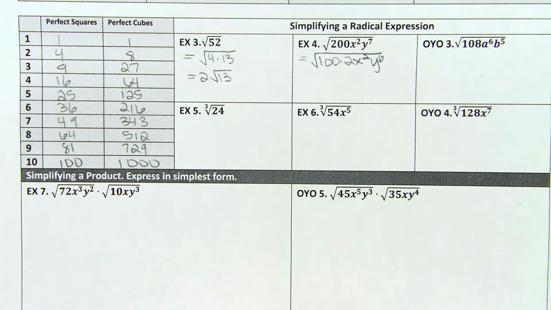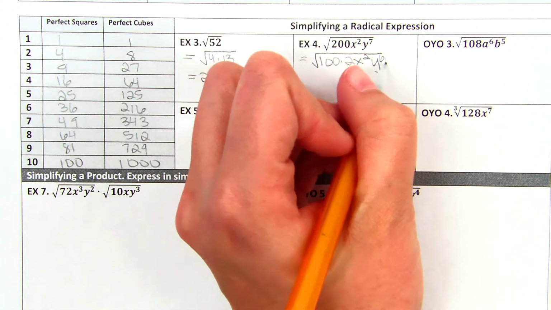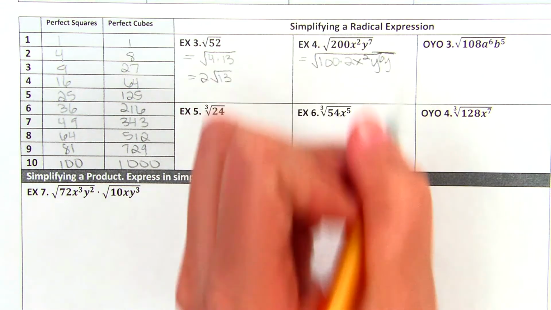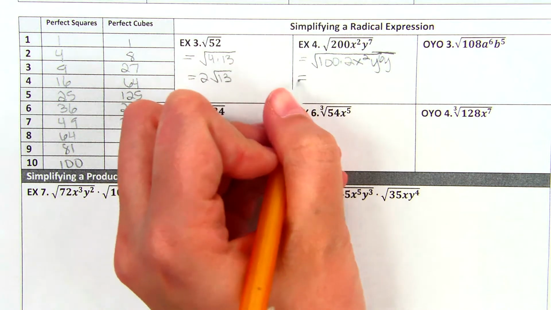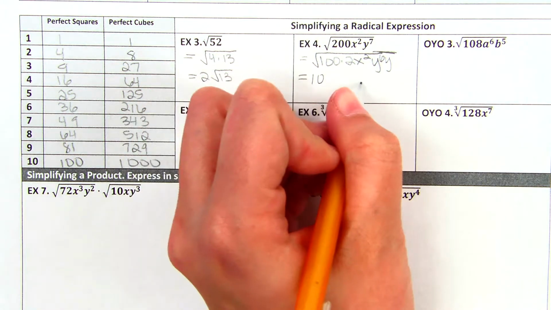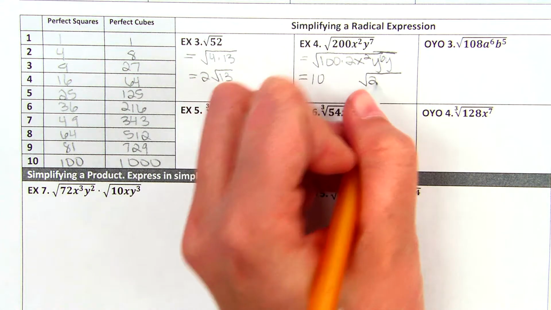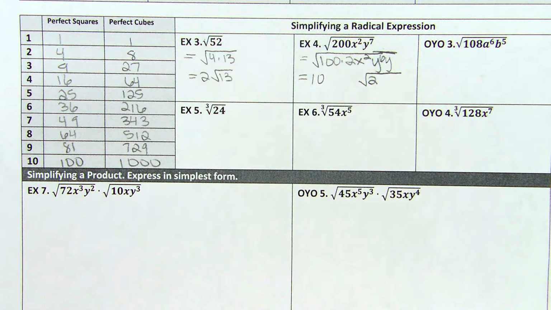If just one y is left, we're just going to write y, just leave it to the first power. And we're going to use that process that we thought about whenever we first started the video. Okay, the square root of 100 is 10. We're going to leave the 2 inside the radical because that's not a perfect square.